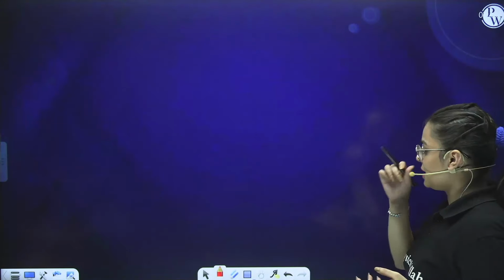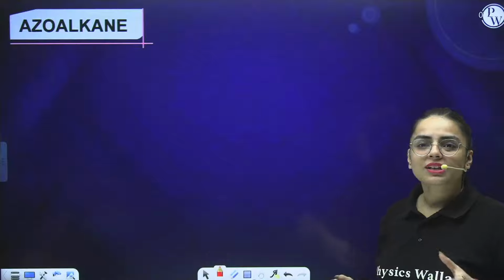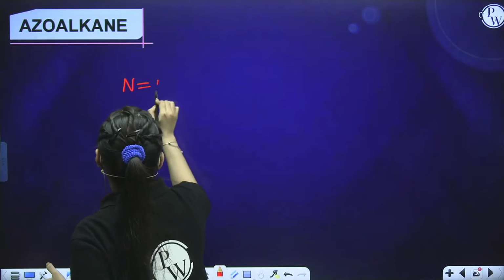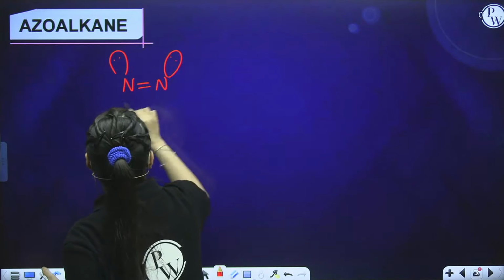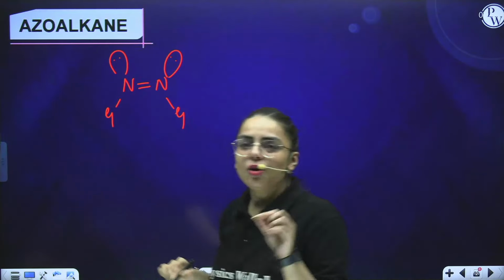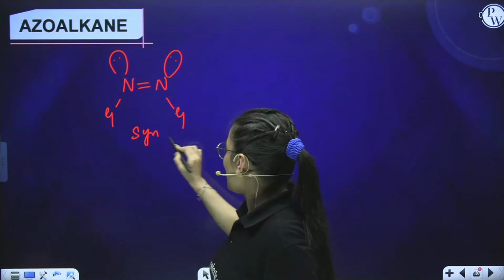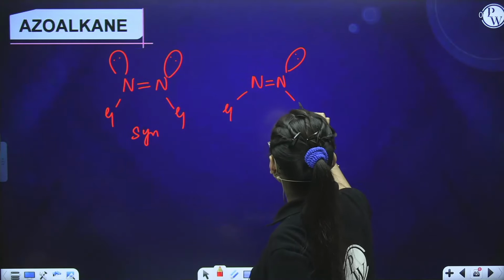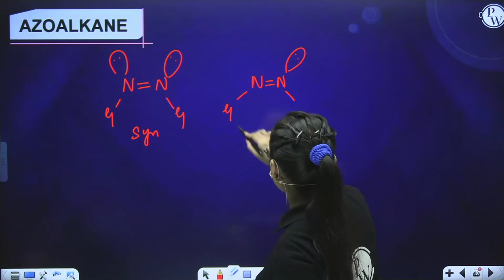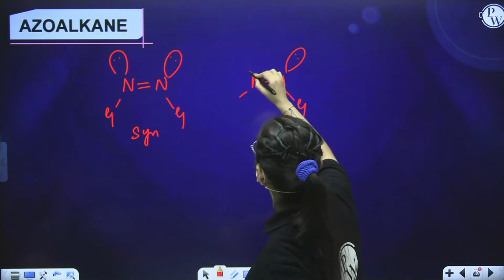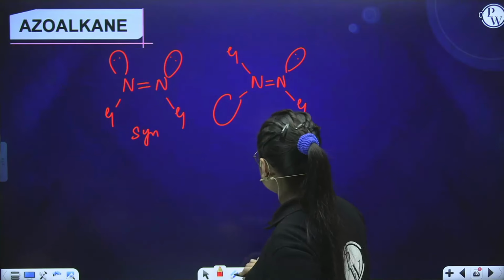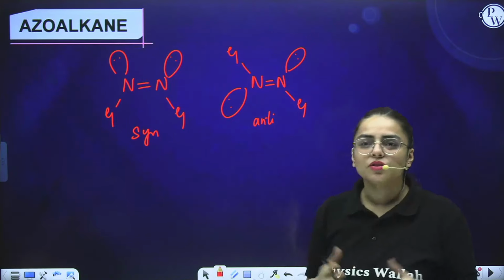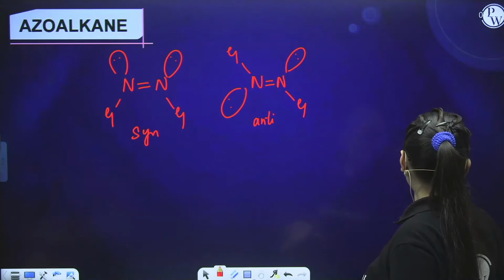Okay, students, now comes the case for azoalkanes. Now, what are azoalkanes? Azoalkanes are the simplest one. Here you need to see when nitrogen is bonded with nitrogen, here is the lone pair, here is the lone pair, here is the G group, here is the G group. Now, this is basically syn. And one more case, if I take nitrogen, double bond nitrogen, G group. This is anti when they are present on the diagonal side. Clear, students? So this was all about syn anti naming.